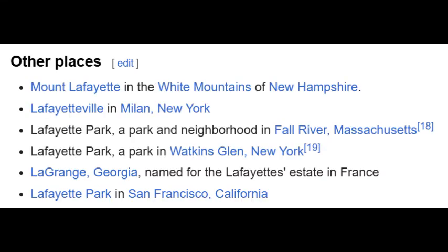Other places, we got Mount Lafayette in the White Mountains of New Hampshire, Lafayetteville in Milan, New York, Lafayette Park and neighborhood in Fall River, Massachusetts, Lafayette Park, a park in Watkins Glen, New York, LaGrange, Georgia, named for Lafayette's estate in France, we already read that before, Lafayette Park in San Francisco, California.